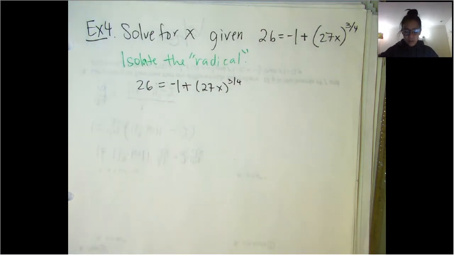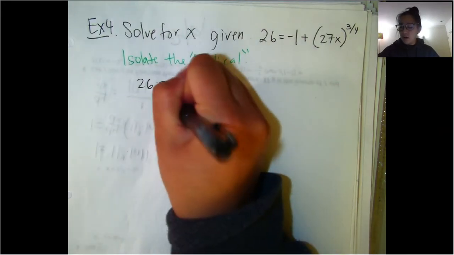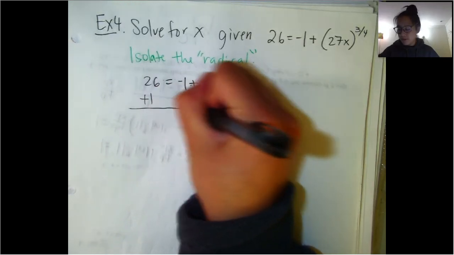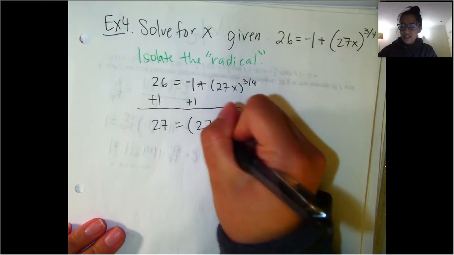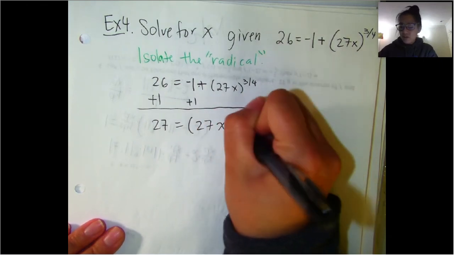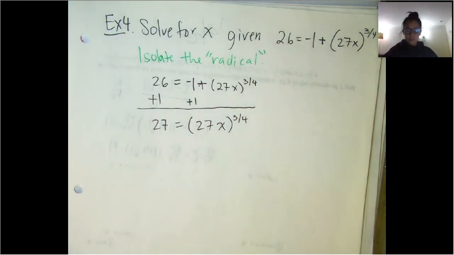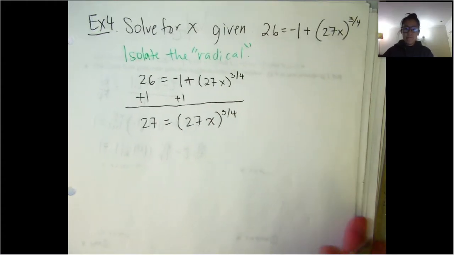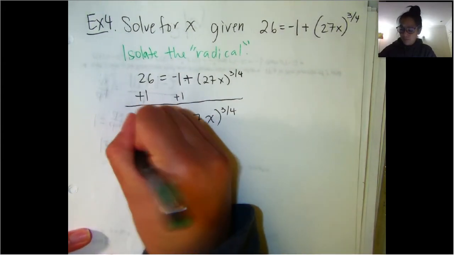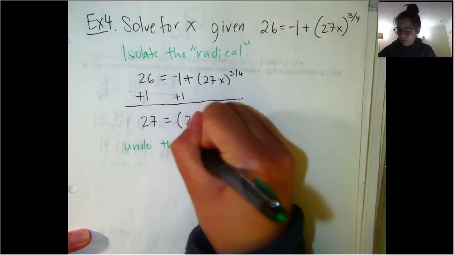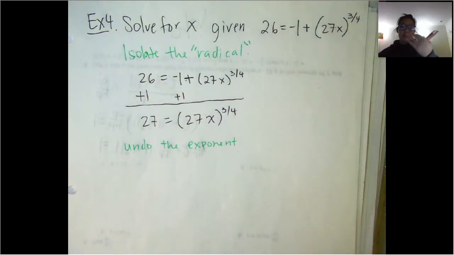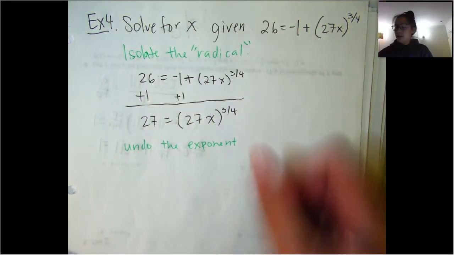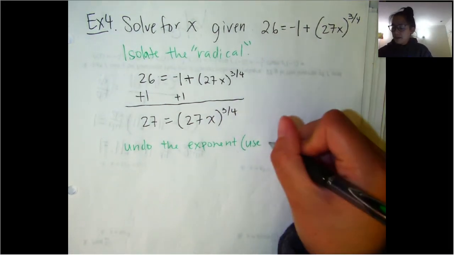How do you get rid of the -1? Well, we add 1 to both sides. So you have 27 equals 27x to the 3/4 power. Okay, so we're going to go ahead and undo the exponent. And how do we do that? Well, we use the reciprocal exponent.